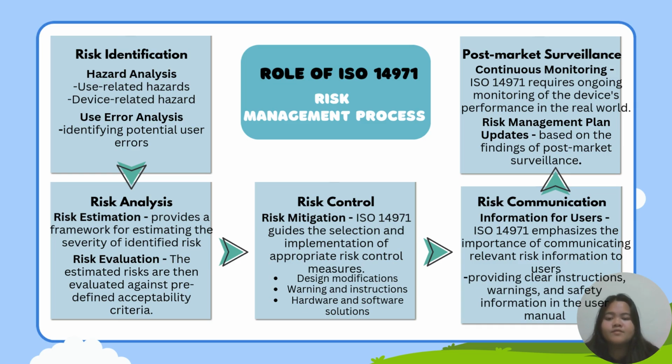Now we come to the fourth one, risk communication. In risk communication, it includes information for users, where ISO 14971 emphasizes the importance of communicating relevant risk information to users, including operators, healthcare professionals, and patients. This includes providing clear instructions, warnings, and safety information in the user manual and other relevant documents.